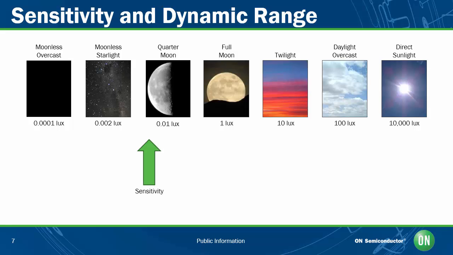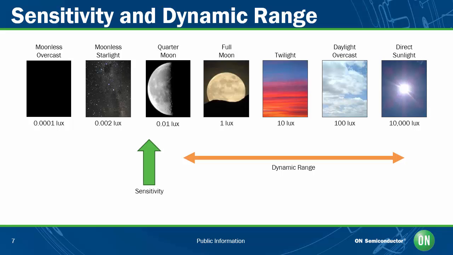The second key parameter is dynamic range, which is a measure of the range of the light levels that can be detected by the sensor at one time. In other words, once the sensor is configured to image under very low light, how bright can the scene go and still be properly recorded by the camera?